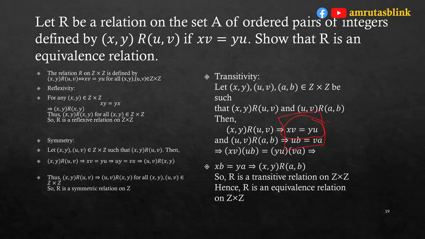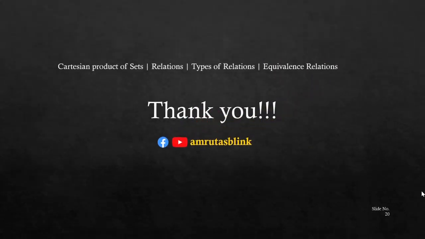Now we have already proved that this relation is reflexive, symmetric as well as transitive, and hence this R is an equivalence relation on Z. That is proved. So in this video we have seen practice problems on Cartesian product of sets, relations, types of relations and equivalence relations.